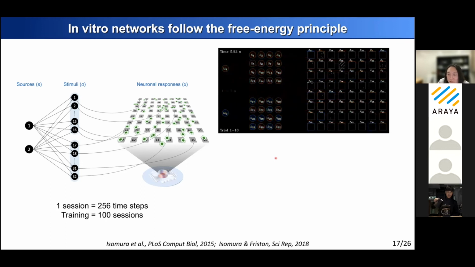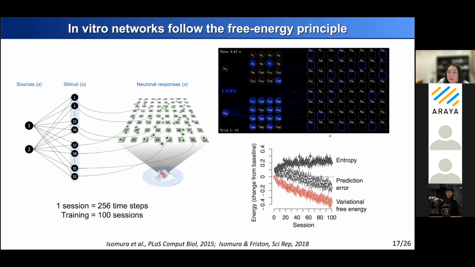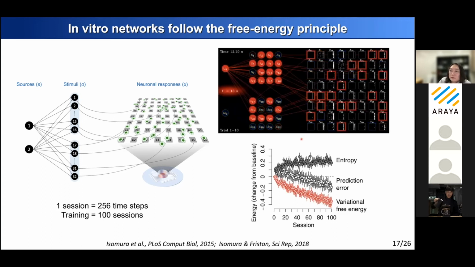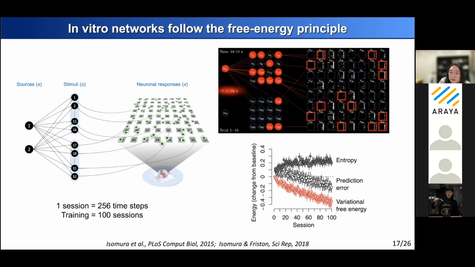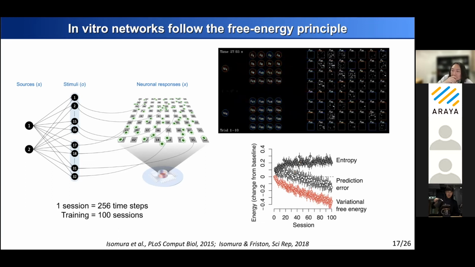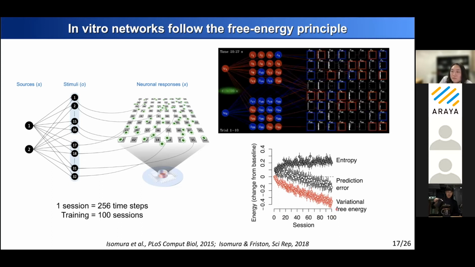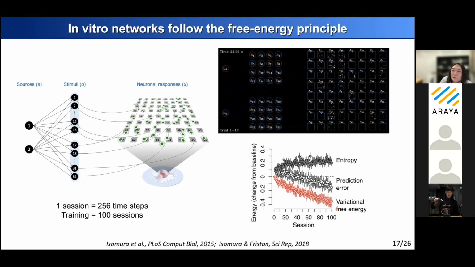And we found that through this process, cultured neurons self-organize to assimilate sensory stimuli, and they successfully infer the hidden state. By doing so, the free energy computed based on the experimentally observed neural activity decreases during this training session. Here we computed free energy based on the cost function defined in the previous slide, and using the equivalence between the neural network cost function and free energy, we obtained this variational free energy value from the experimental data.